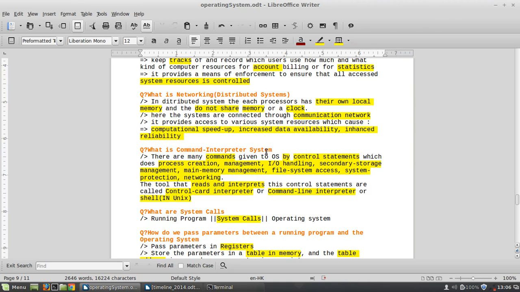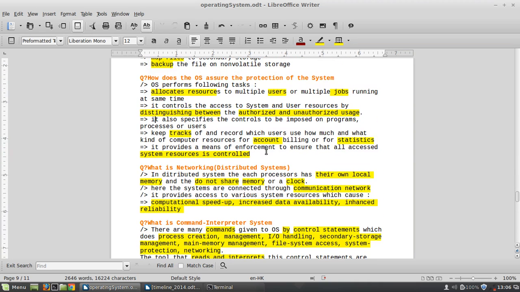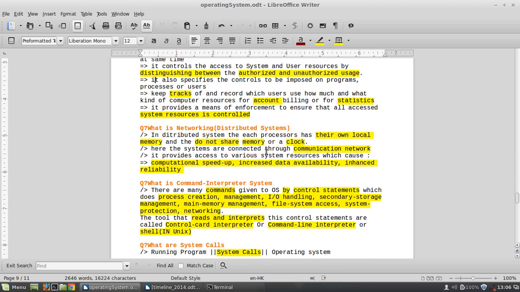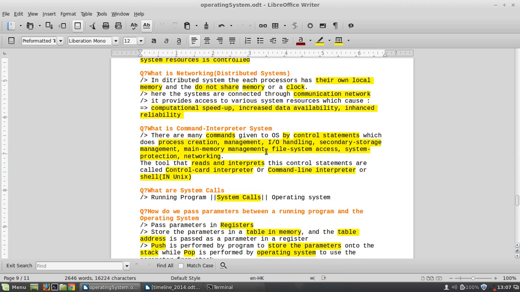The operating system also helps with smooth networking. That means increasing the computational speed, increasing data availability, and enhancing reliability. So the operating system assures that the networking among these distributed systems is all performed well. Among all the system components, the last component we can see is the command interpreter system. So what is this command interpreter system?